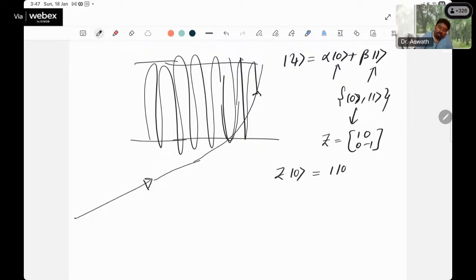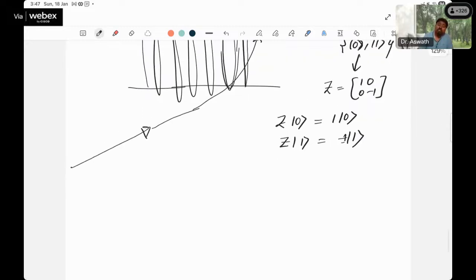Z acting on ket 0 gives me ket 0. Z acting on ket 1 gives me minus of ket 1. Okay, you can say minus of ket 1. So ket 0 and ket 1 are the eigenvectors of Z. So I can make a measurement tool for the Z basis. See, this is a basis of Z. So I can make a measurement basis for Z using its eigenvectors.